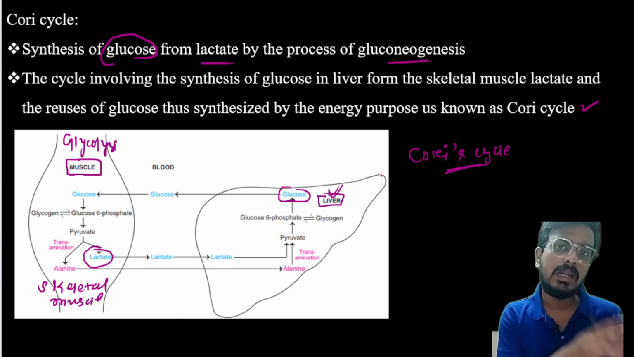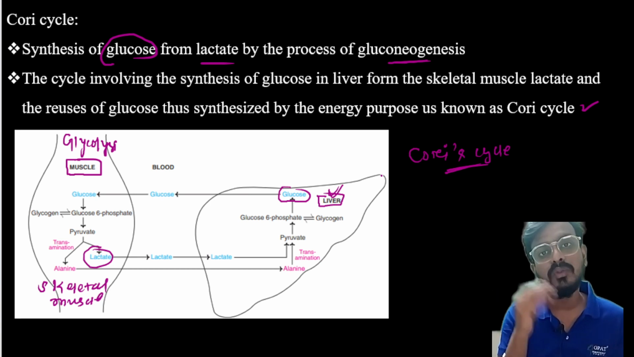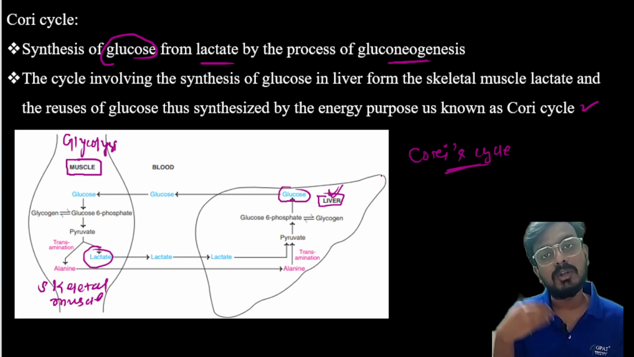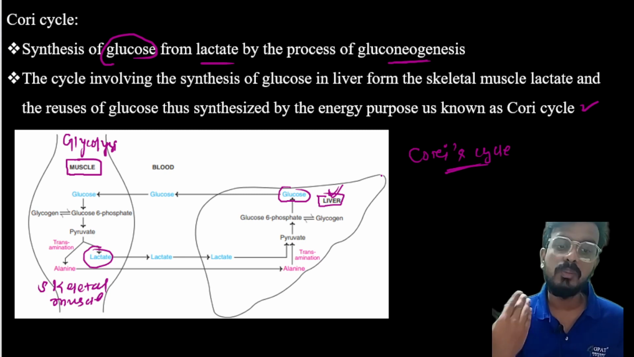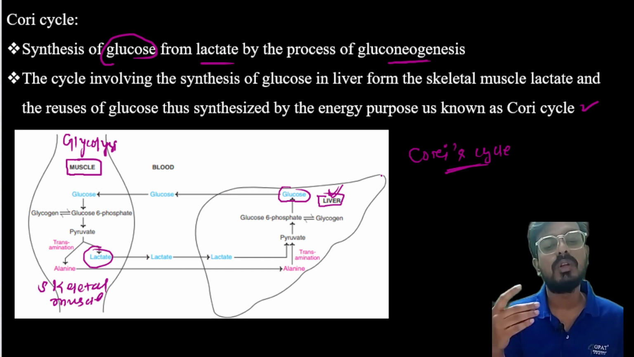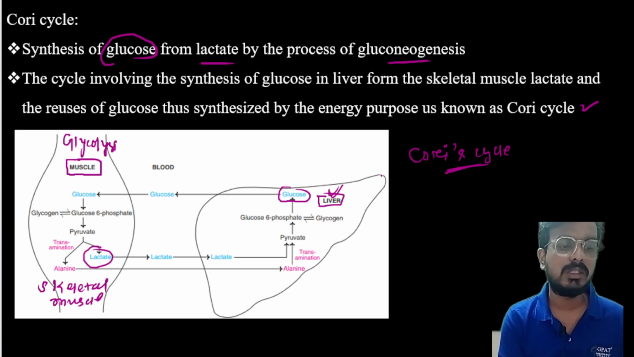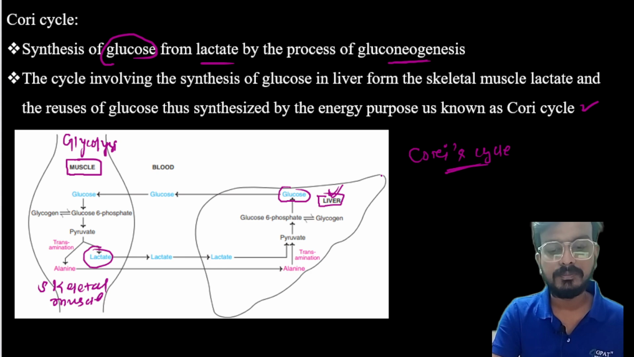Now this lactate is transferred from your skeletal muscle to your liver, and in the liver, by the process of gluconeogenesis, first lactate is converted to pyruvate. Now from the pyruvate, by the process of gluconeogenesis, glucose is formed. That process is basically called gluconeogenesis. I hope I am clear up to this.